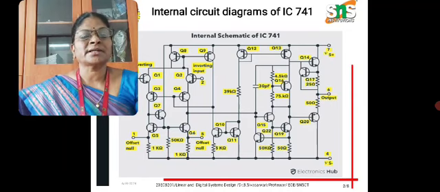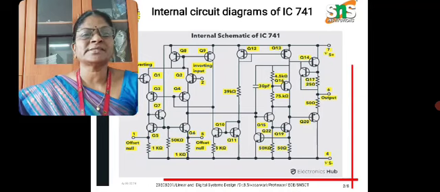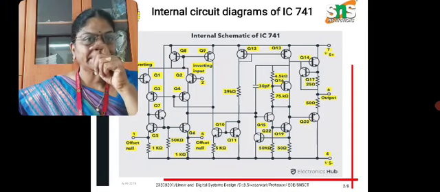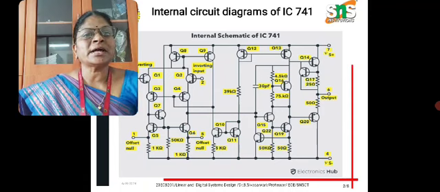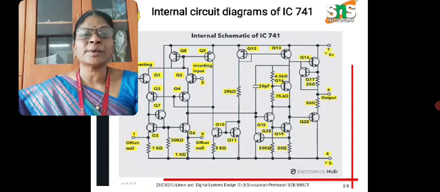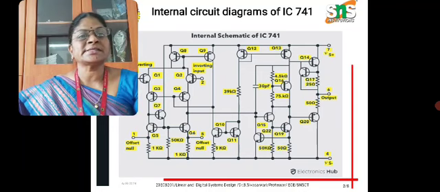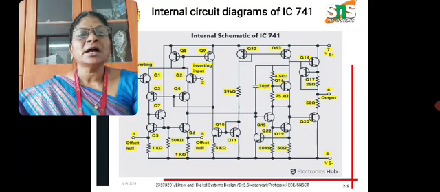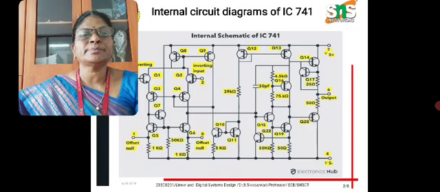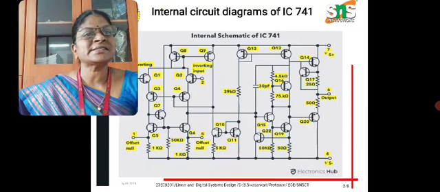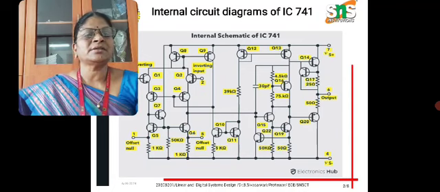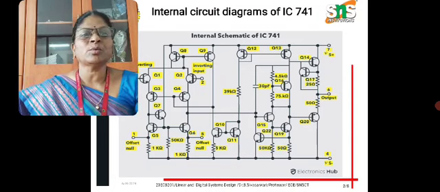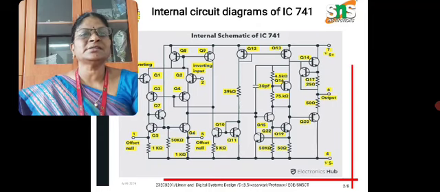Look at the diagram. This is the internal circuit diagram of IC741. Here, see how many transistors you have. Totally we have 10 resistors and 20 transistors. We can see the second pin and third pin as the inverting input and non-inverting input, the first pin as offset null, and the sixth pin as output. The seventh pin is our supply, and the fourth pin is also supply. Whatever we discussed in the pin diagram, the same is given here.